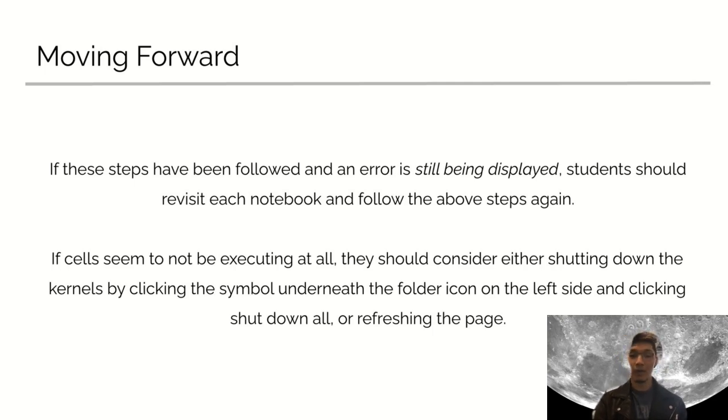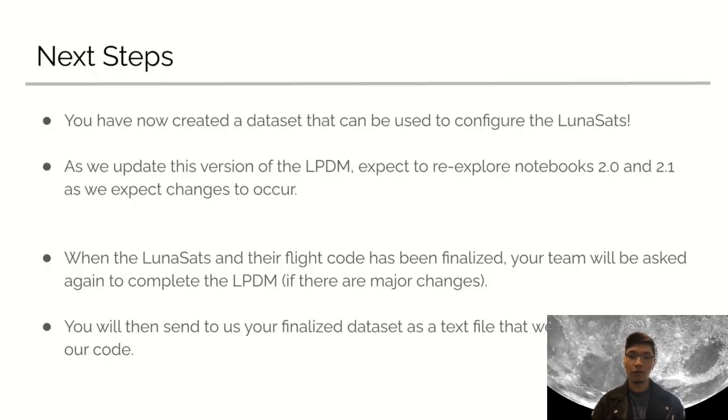And now for the next steps. After you have gone through all of the previous slides, you have now created a dataset that can be used to configure the LunaSats. As we update this version of the LPDM, expect to re-explore notebooks 2.0 and 2.1 as we expect changes to occur. When the LunaSats and their flight code has been finalized, your team will be asked to again complete the LPDM if there are major changes. You will then send us your finalized dataset as a text format that we will then put into our code.